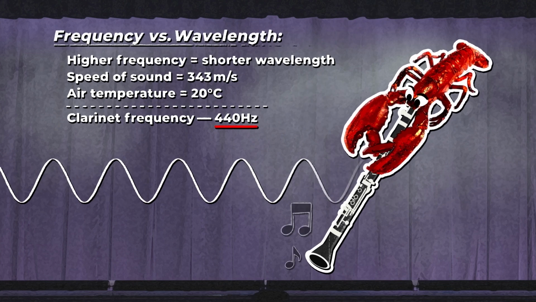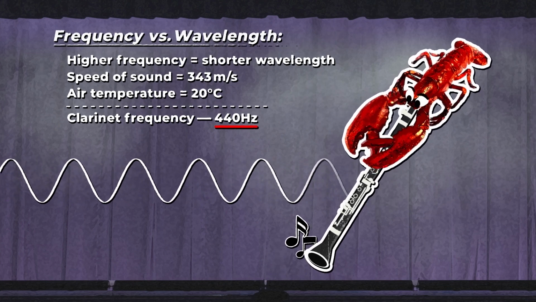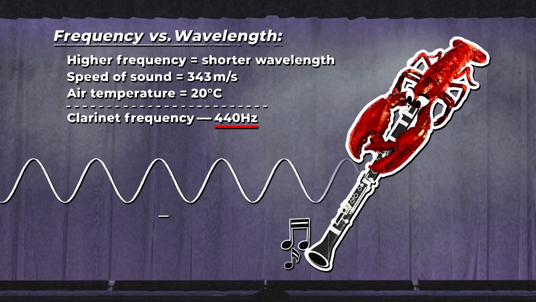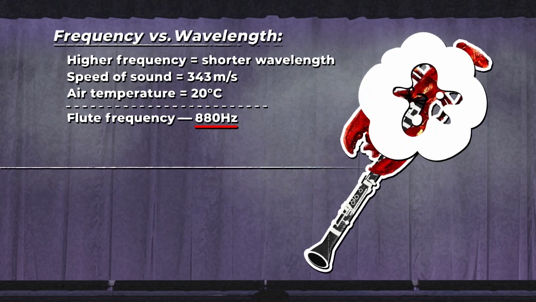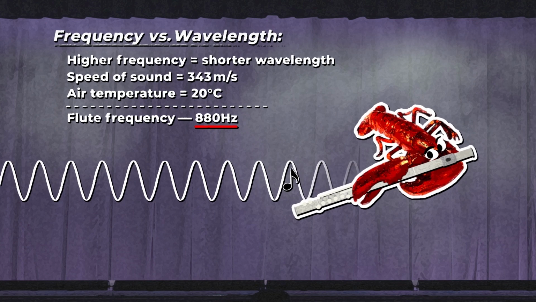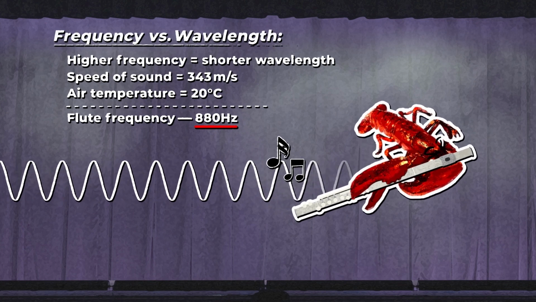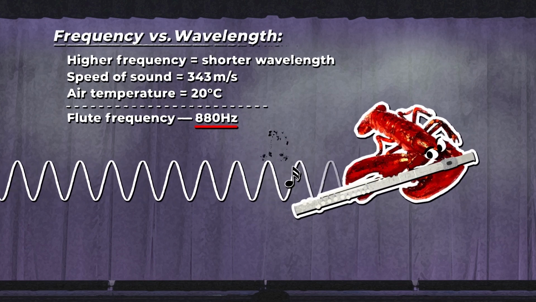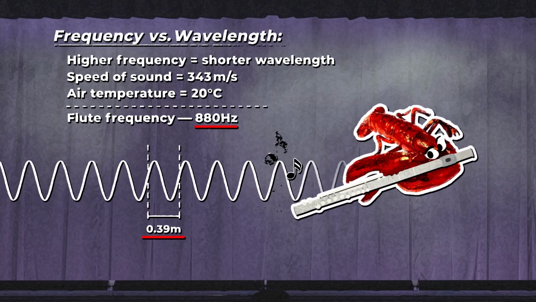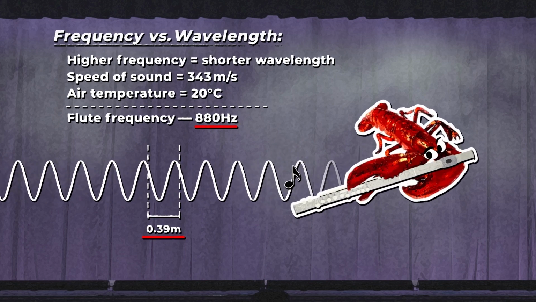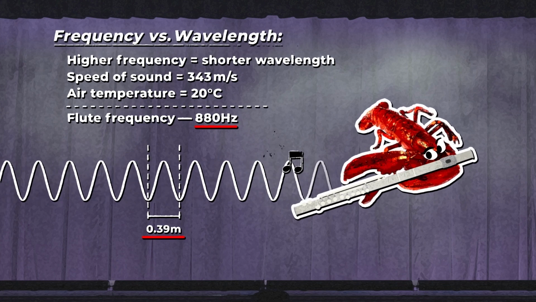Now, let's listen to a note on a clarinet at 440 hertz. Its wavelength is shorter at 0.78 meters. To get even higher, Claude's gonna play a flute for us at 880 hertz. That wavelength measured in at 0.39 meters. So we can clearly see that the higher the frequency, the shorter the wavelength.